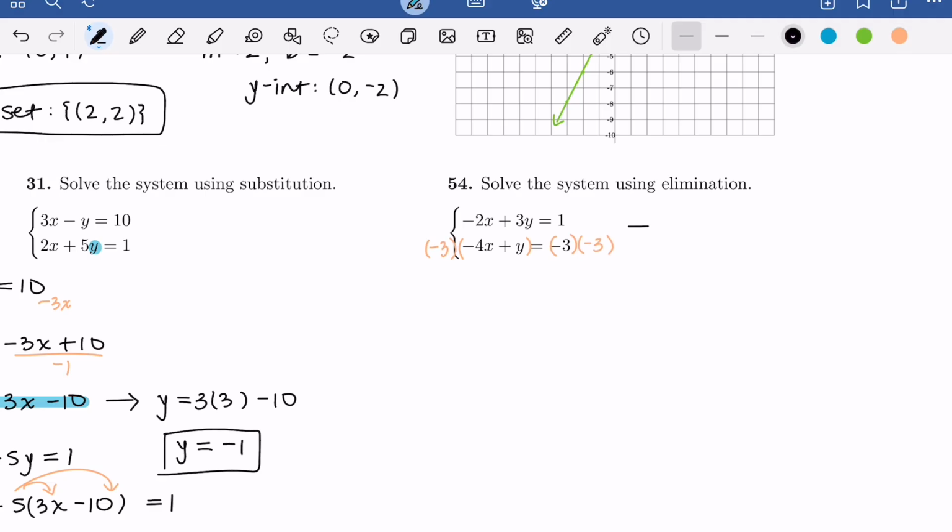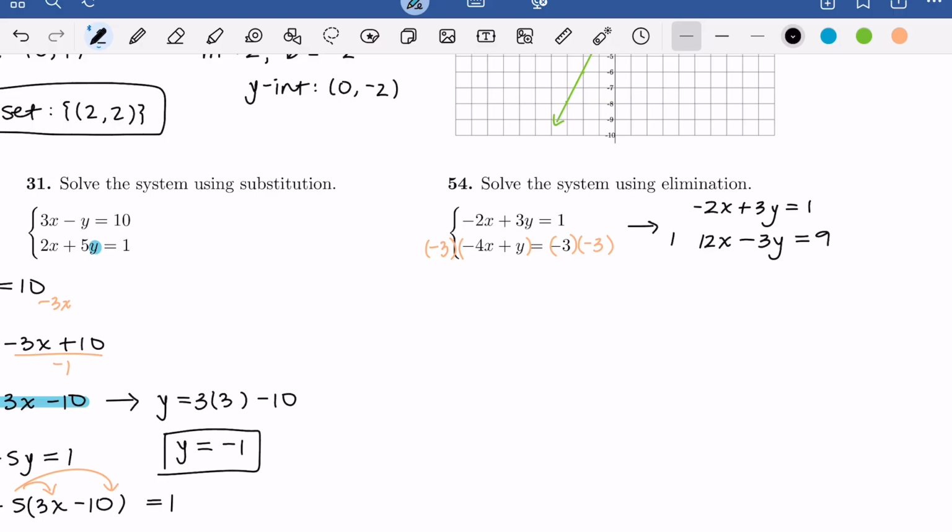Doing that, we're going to get a new system here. We still have this first equation. And remember, our second equation's solution set is the same. We're just changing its form. So this is going to become 12x, because we have -3 times -4x. Then we're going to have -3 times y, so this is going to give me -3y. And then on the right-hand side, we're going to have a +9.